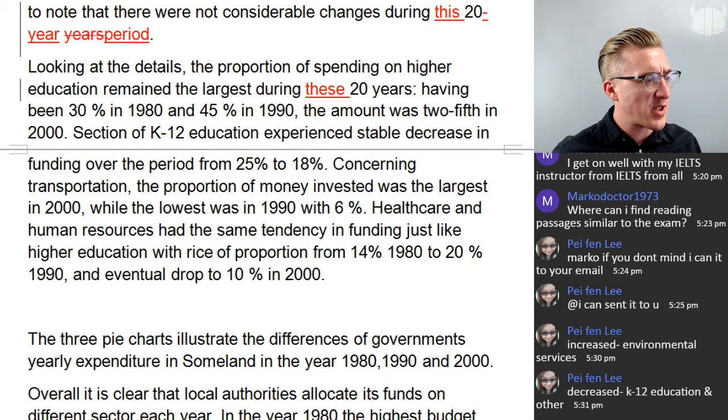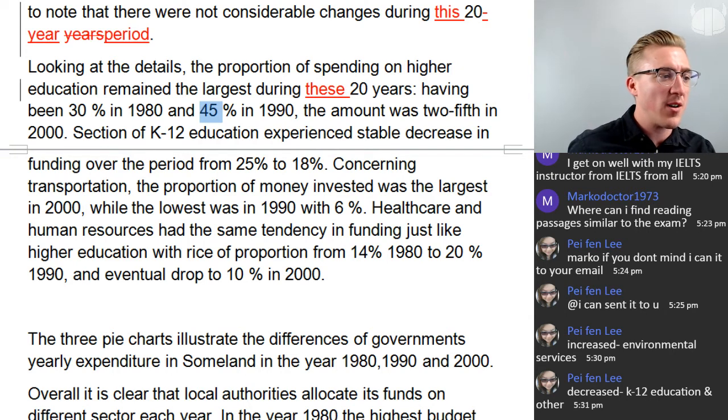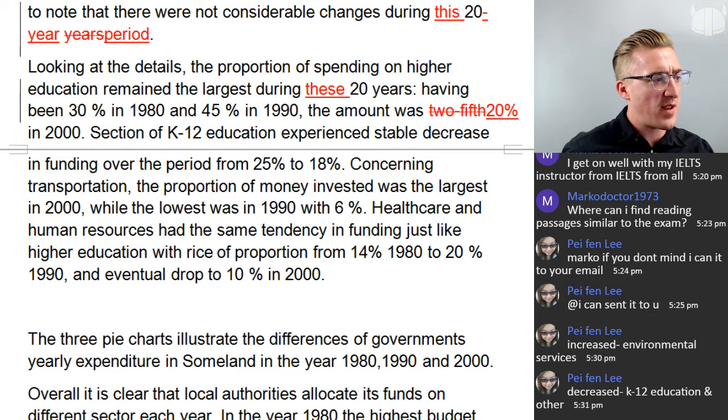Having been 30% in 1980 and 45% in 1990, the amount was 2/5. I don't like switching from percentage to fraction. I know you're trying to give a variety, but isn't it confusing? Now I'm trying to compare 30%, 45%, and now 2/5, 40%. In my head, I'm already just translating it, so we're just going to do this. 20% in 2000.